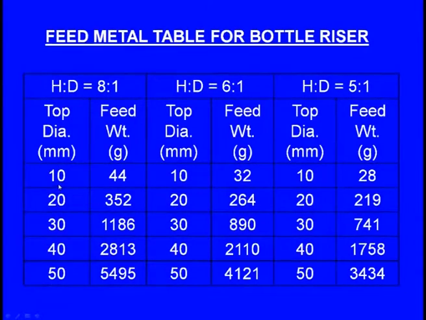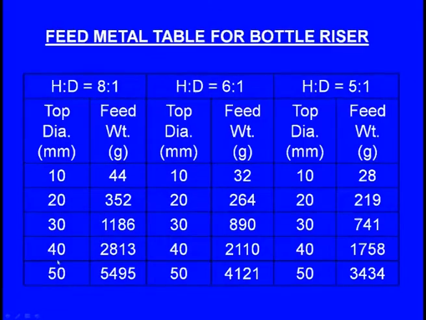When the top diameter is 10 mm, the feed weight is 44 grams. When the top diameter is 20 mm, the feed weight is 352 grams. When the top diameter is 30 mm, it is 1186 grams. When the top diameter is 40 mm, the feed weight is 2813 grams. And when the top diameter is 50 mm, the feed weight is 5495 grams. So, these are the cases when H by D ratio is equal to 8:1.